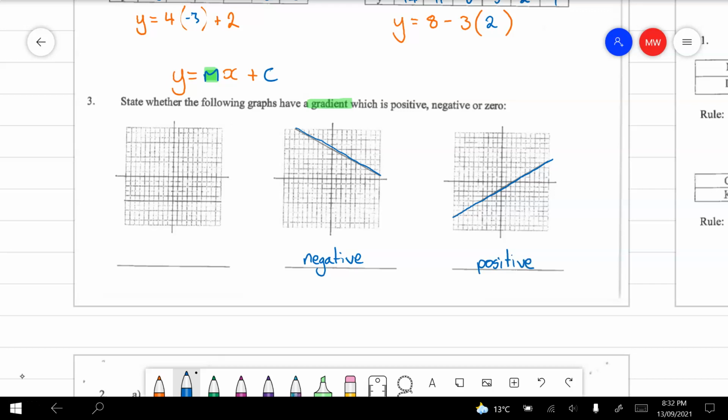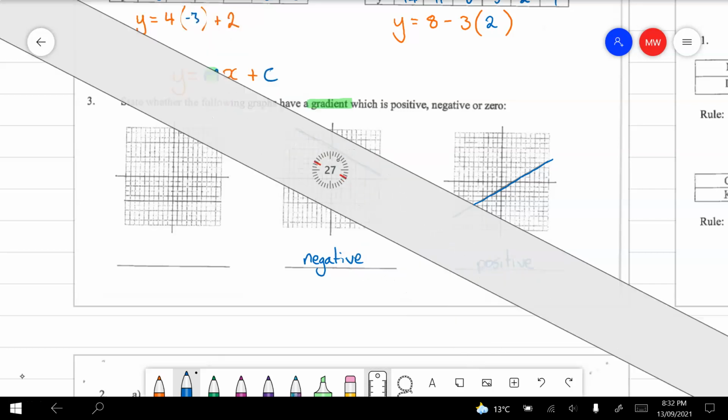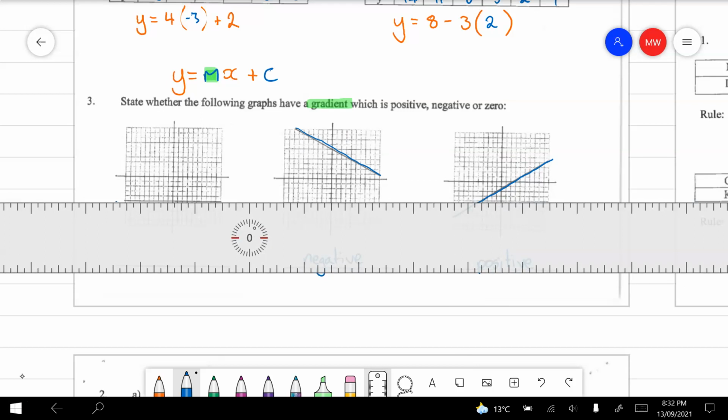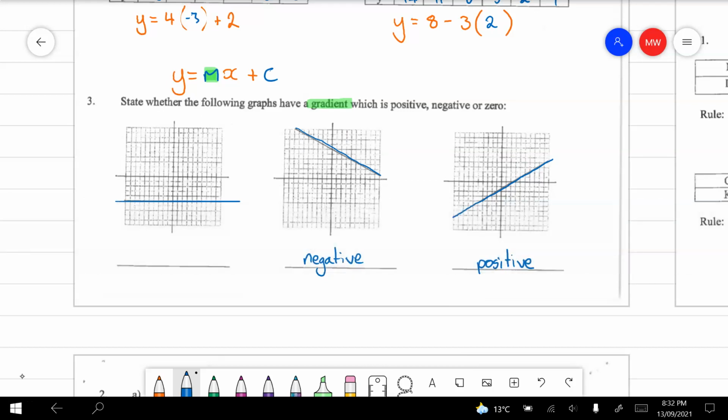And it's a bit hard to see this one over on this side, but I think this is the line that's shooting across this way. And this particular gradient isn't going up or down, so it has a gradient of zero. Another word for gradient means slope. So this first one here, this one doesn't have a slope at all, so it has a gradient of zero.